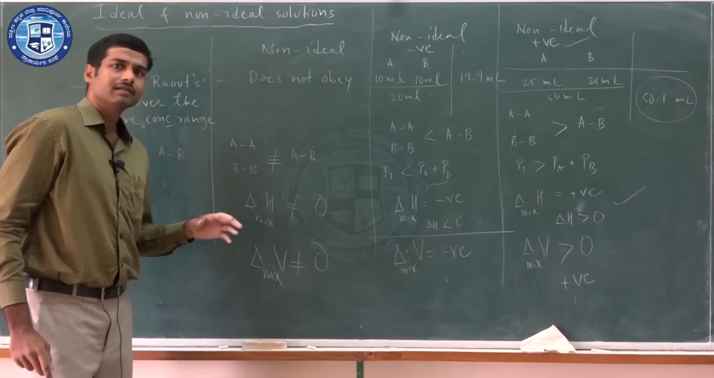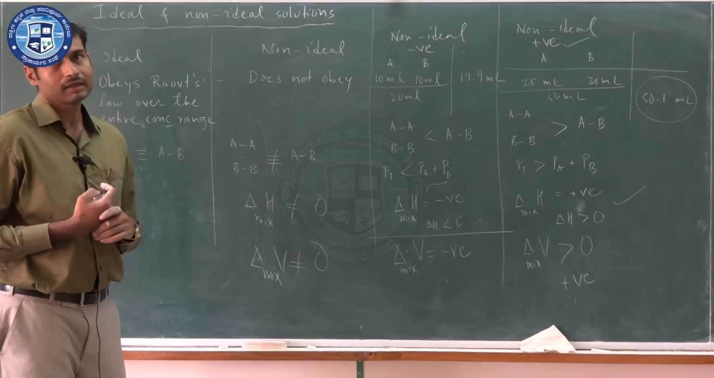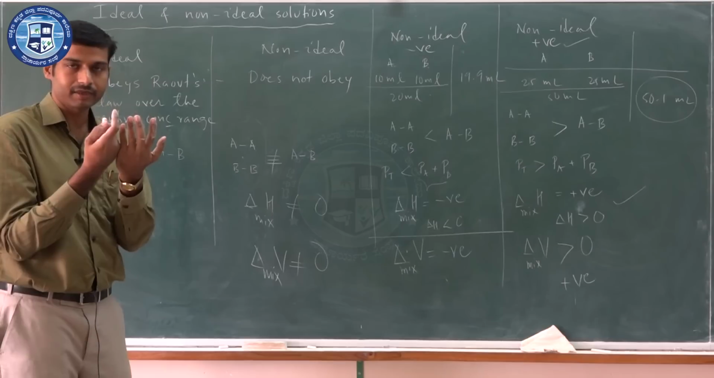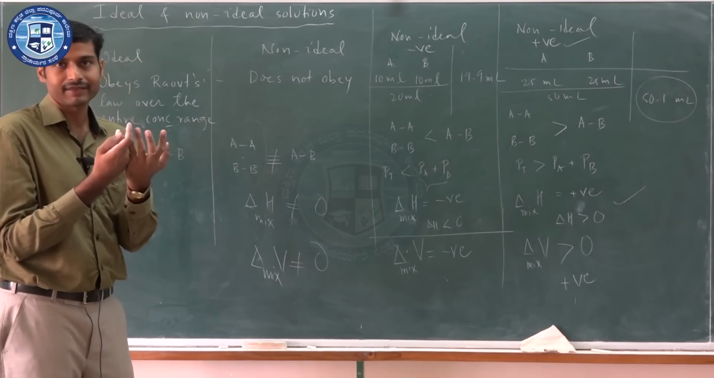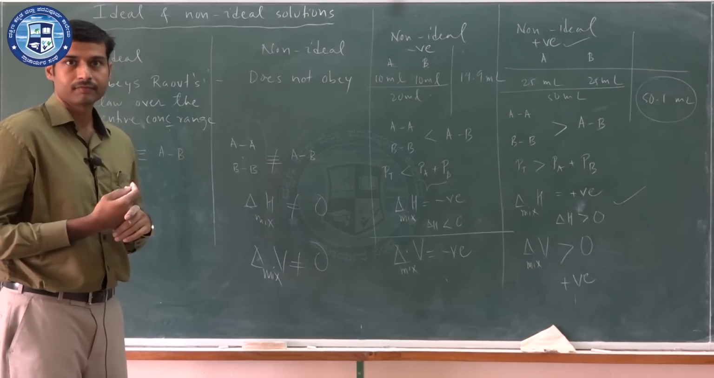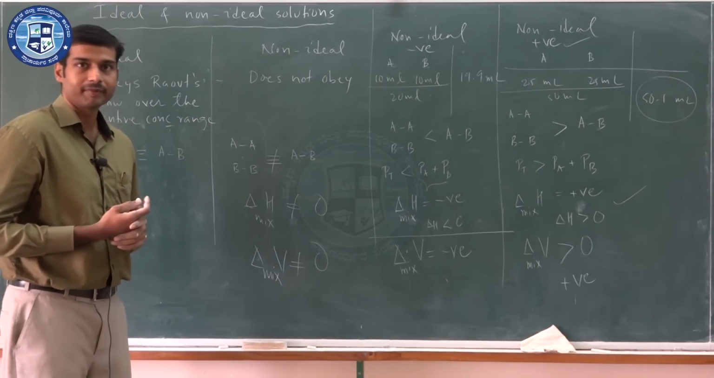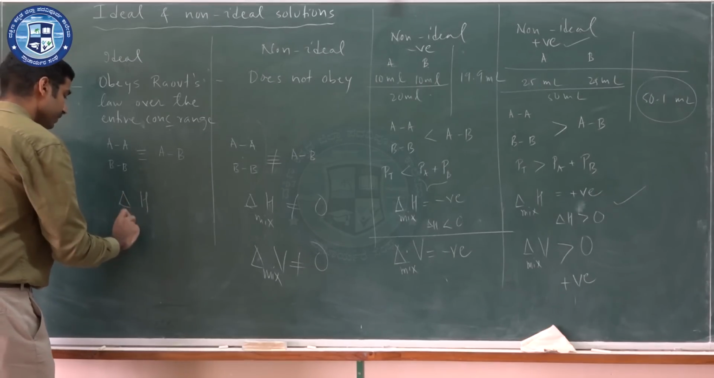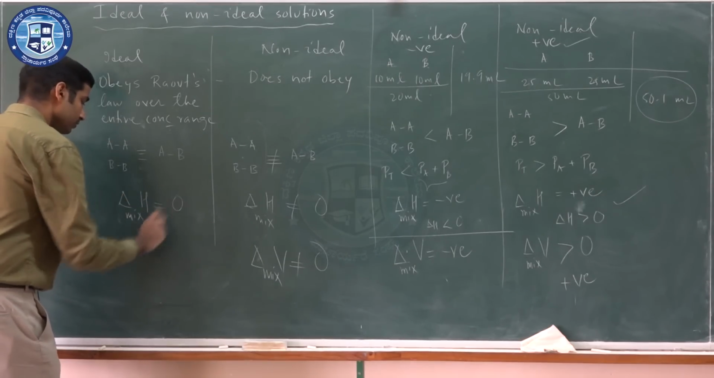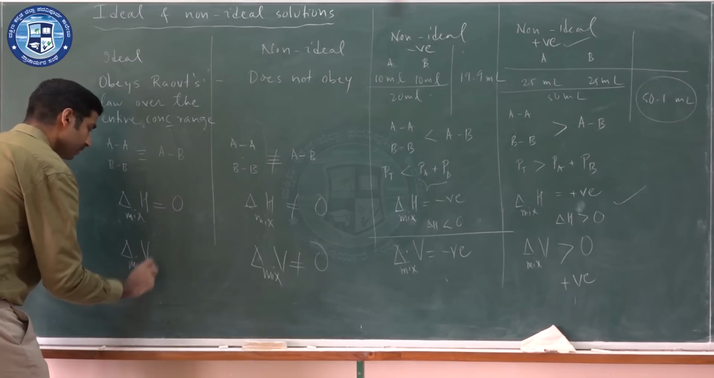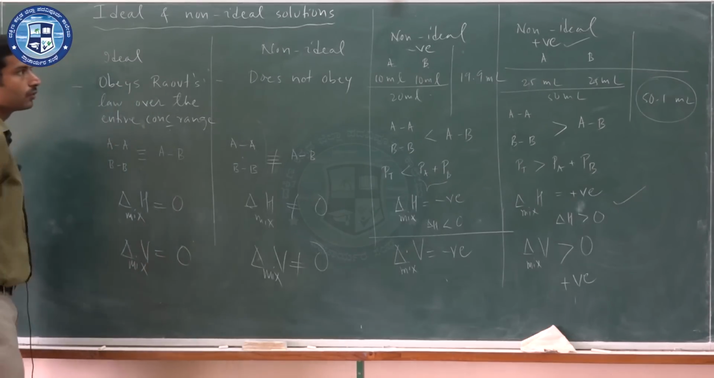None of these things are expected to happen in an ideal solution. So, the reason is very clear, the interactions are very similar, and because the interactions are very similar, heat is neither evolved nor absorbed, and the total volume also will remain the same. For an ideal solution, therefore, delta H mixing is equal to 0, whereas change in volume during mixing is equal to 0.